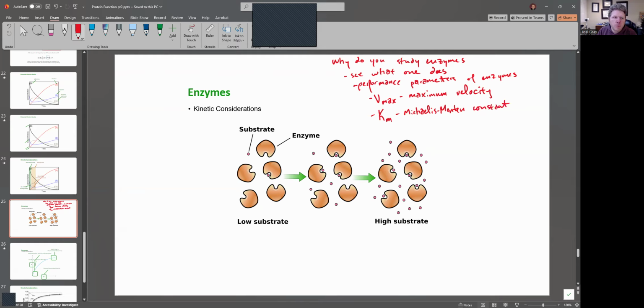Now, what I chose to do this semester was to introduce function of proteins using hemoglobin and myoglobin as examples right before introducing enzymes. The reason for that is because these two performance parameters, we call them kinetic parameters, are very important for enzymes, but they're also very similar to O2 binding proteins.